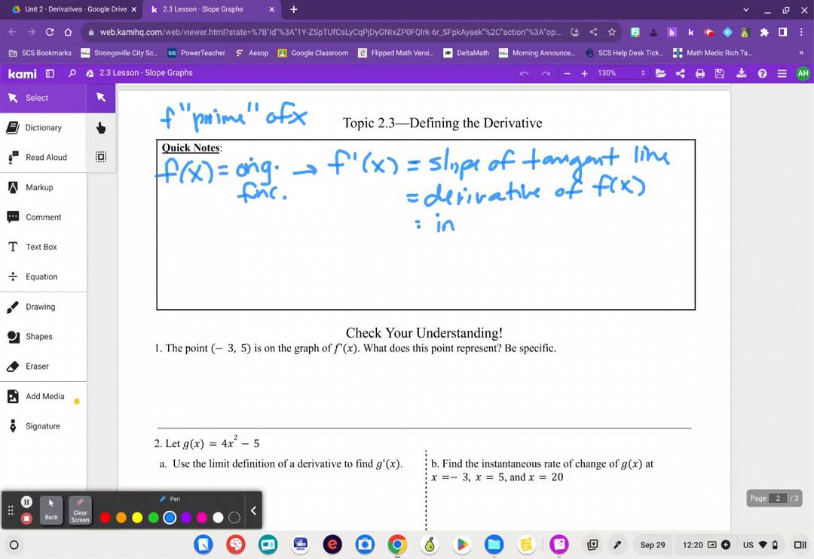But it also tells me the instantaneous rate of change, and that is the rate at which a function is changing at one point, not the average rate of change, the change between 2 points. Instantaneous rate of change is the rate at which a function is changing at just 1 point. And so f prime of x represents all three of those things, which means all three of those things mean the same thing. We can see this notation as y prime, f prime of x, or g prime of x.